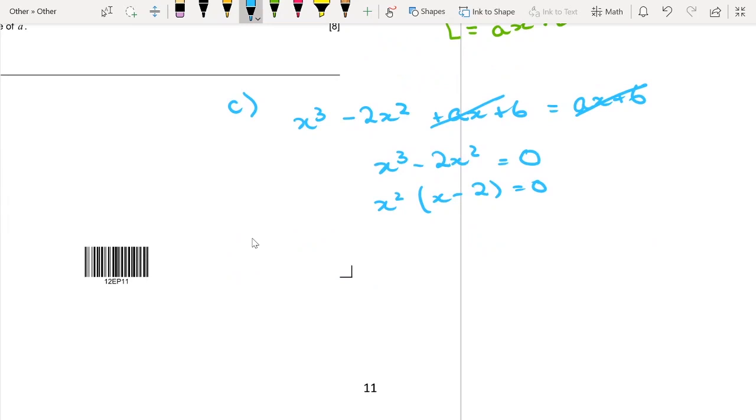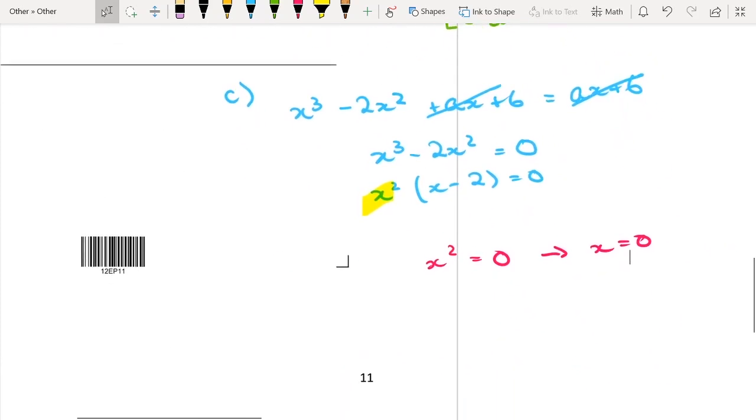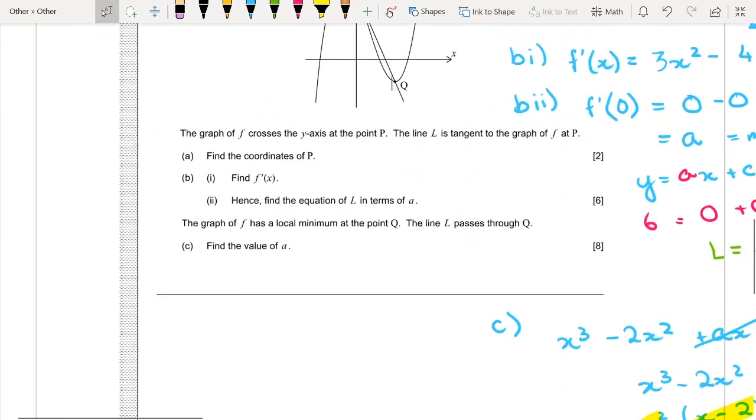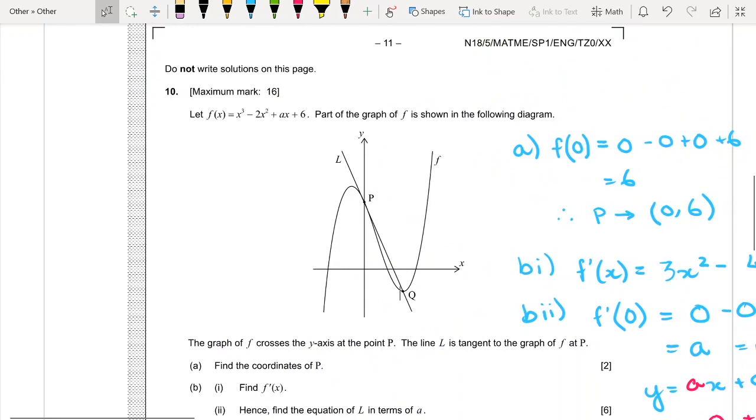And so if we use the null factor theorem, anything multiplied by 0 has to be equal to 0. So the first thing we can do is set this one equal to 0 and say x squared equals 0, which means x equals 0. Well, we know that because that's one of the intercepts. Then what we can do is also set this equal to 0, and then say x minus 2 equals 0, which means x equals 2. Okay, so we found the x-coordinate of the second intercept. One was 0, which was P, and the second is Q, which is 2.